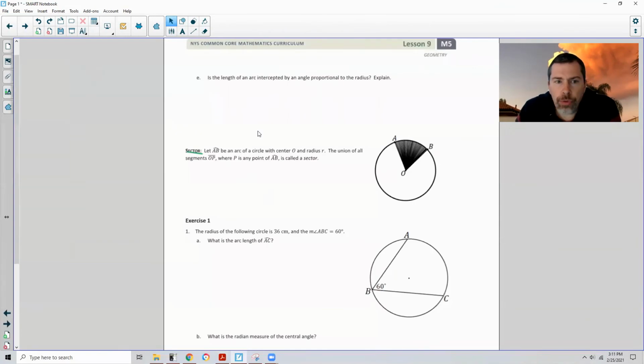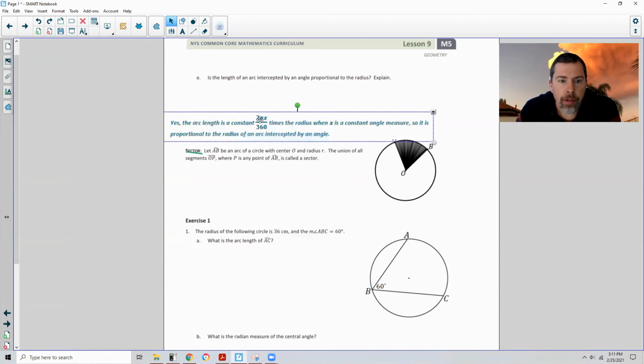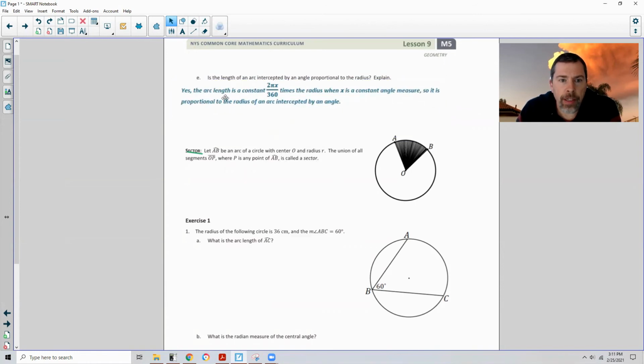Okay, page 2, part E says, is the length of an arc intercepted by an angle proportional to the radius, and explain. Well, here we go. So the answer is yes. The arc length is a constant 2 pi times x over 360 times the radius when x is a constant angle measure. So it is proportional to the radius of an arc intercepted by an angle.